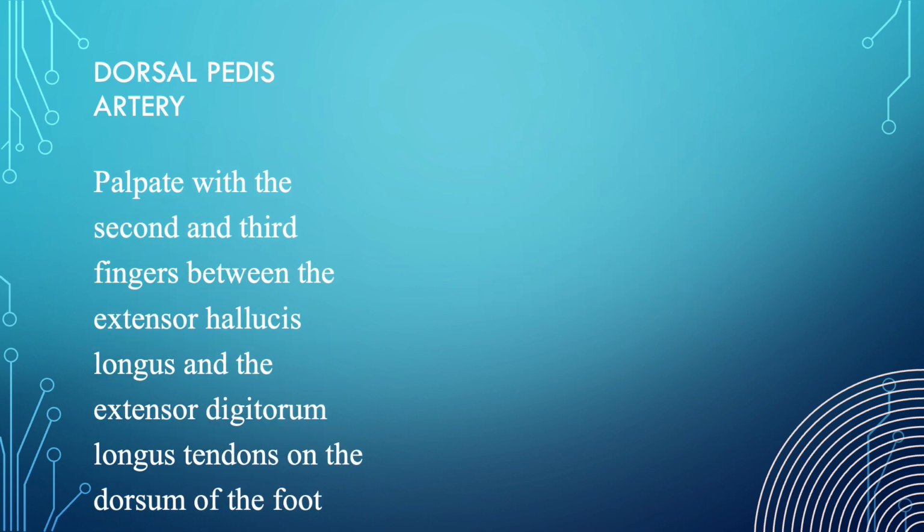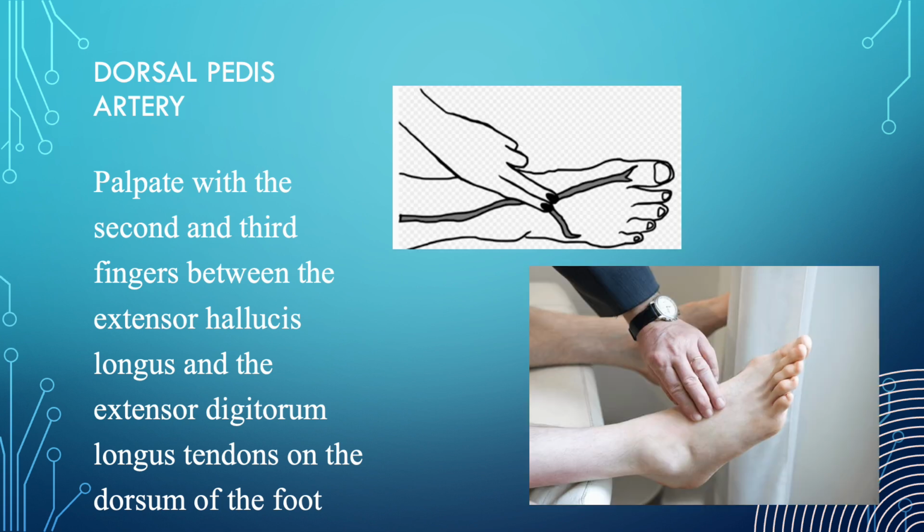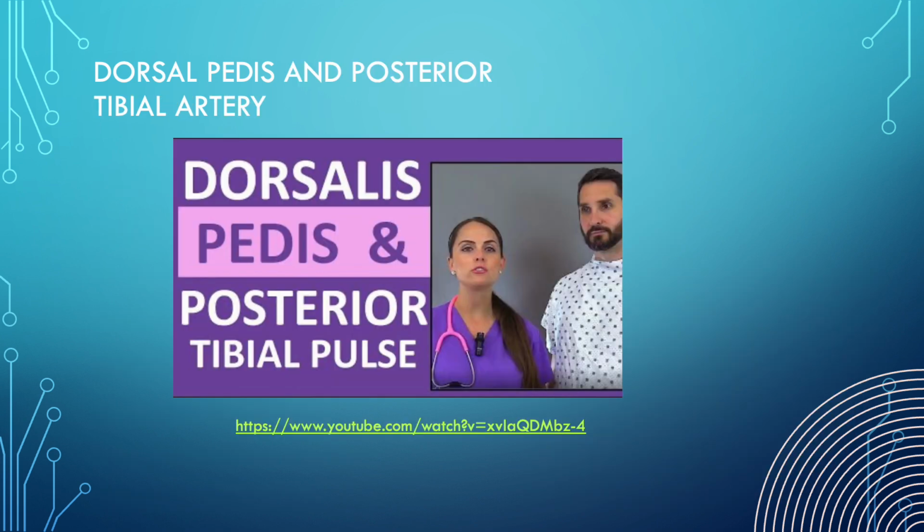Our last pulse is our dorsal pedal artery, or pedis pulse. So this is on the top of our foot, and it's between our extensor hallucis and extensor digitorum longus tendon, kind of in line with the second and third toe of the midfoot. So we can see here. Please watch the associated video or use the hyperlink.